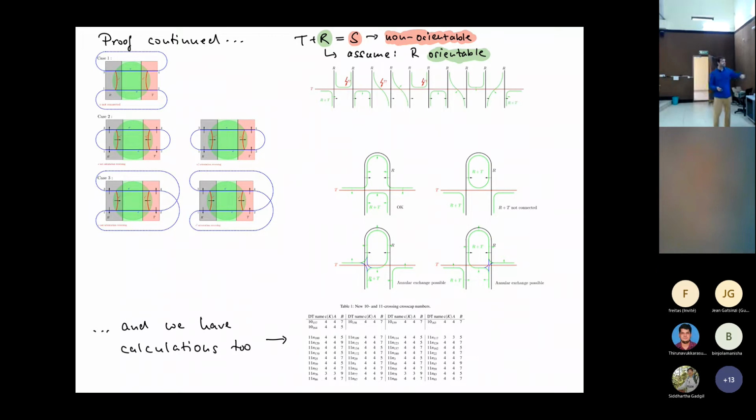Okay, yes, so this is the punchline here. This torus in Haken sum with the rest equals S if this is non-orientable. And if you assume that R is orientable, then you can bring this non-orientability to a contradiction.